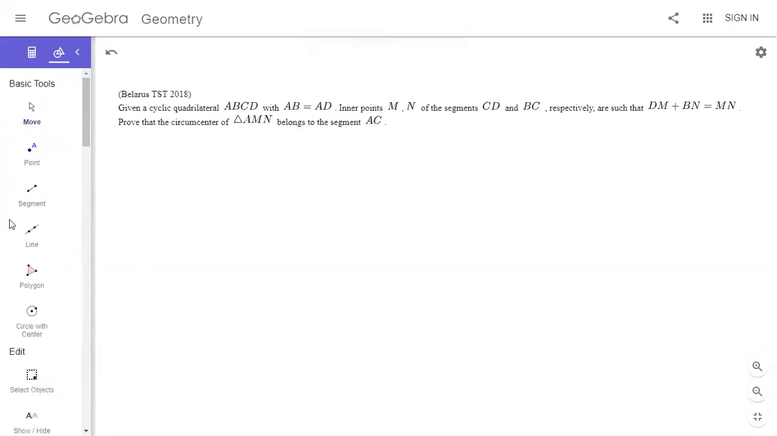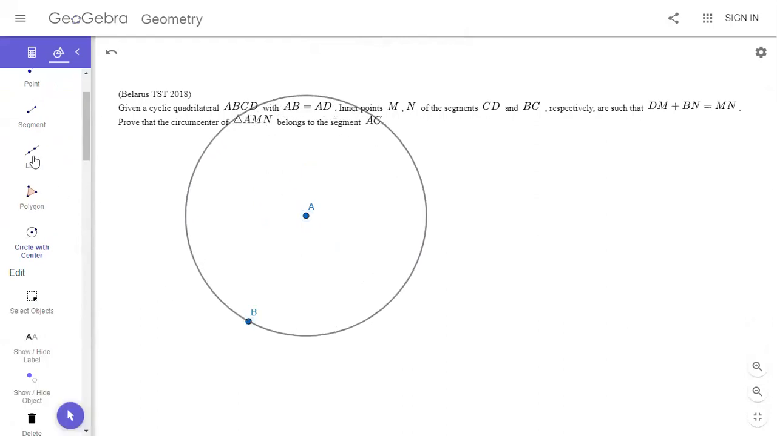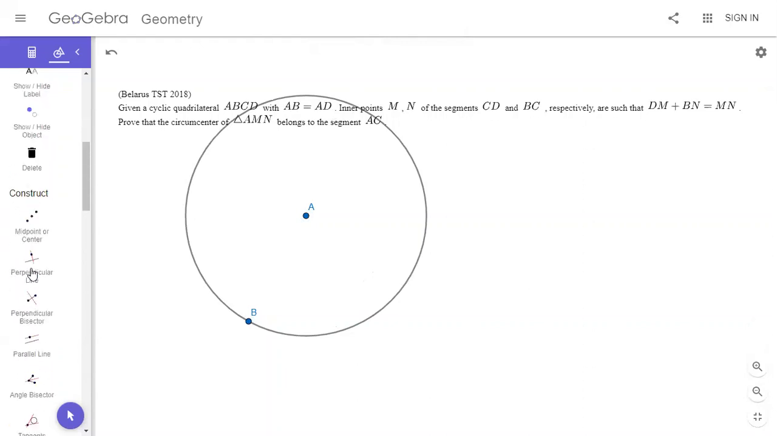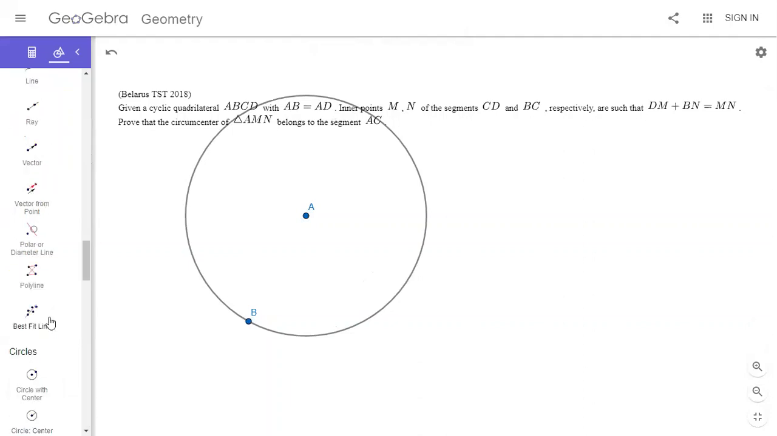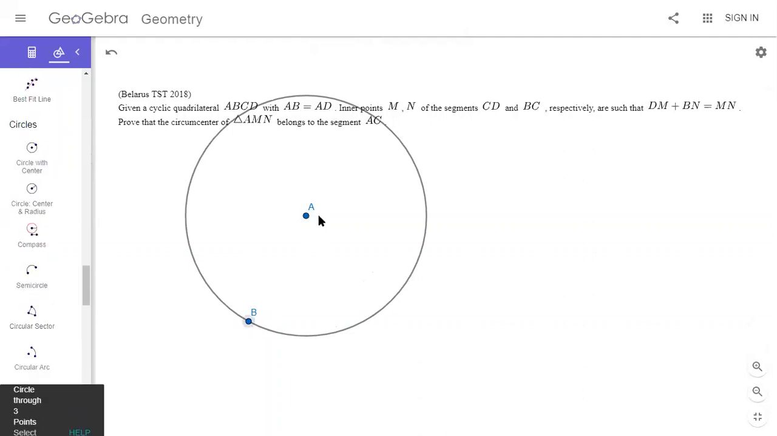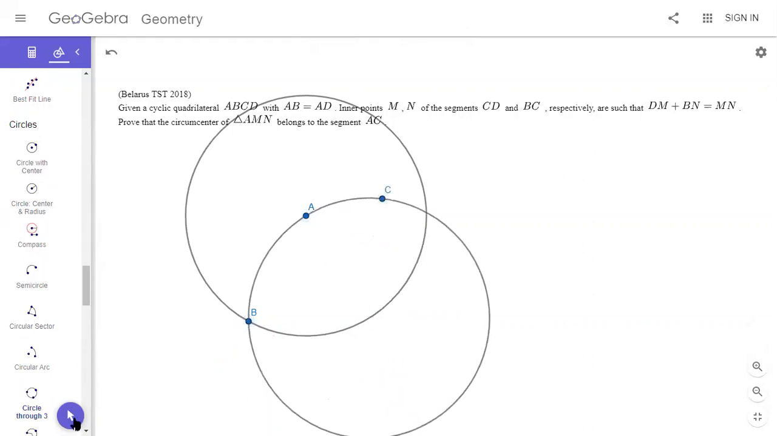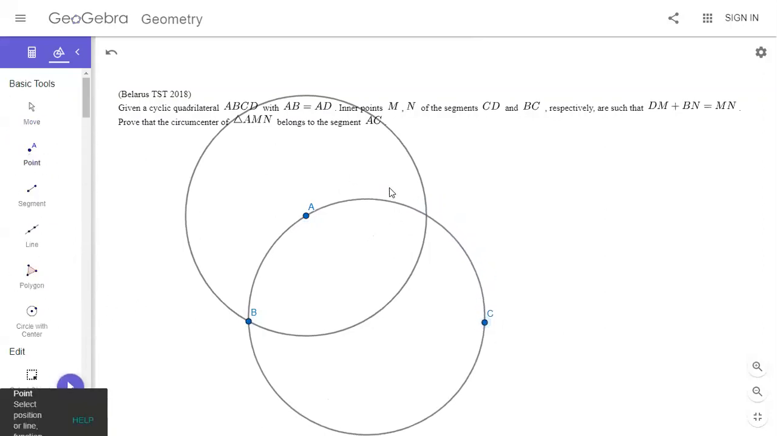All right, so we have a cyclic quadrilateral with AB equal to AD. Let's see. Put point C over here, so that point D is here. So AB is equal to AD. I think I'm going to hide that circle.